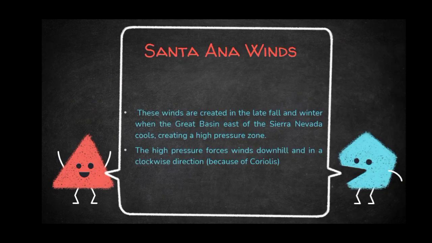Santa Ana winds. Santa Ana winds are created in the late fall and winter when the Great Basin east of the Sierra Nevada cools, creating a high-pressure zone. The high pressure forces winds downhill and in a clockwise direction because of the Coriolis effect. As the air pressure rises, temperature rises and the humidity falls. The winds blow across the southwestern deserts and then race downhill and westward toward the ocean. Air is forced through canyons cutting the San Gabriel and San Bernardino mountains.